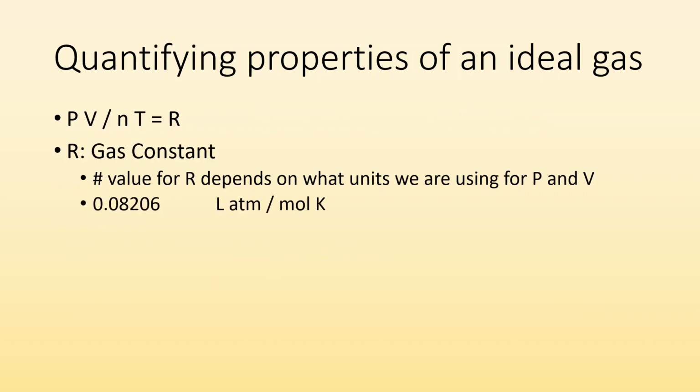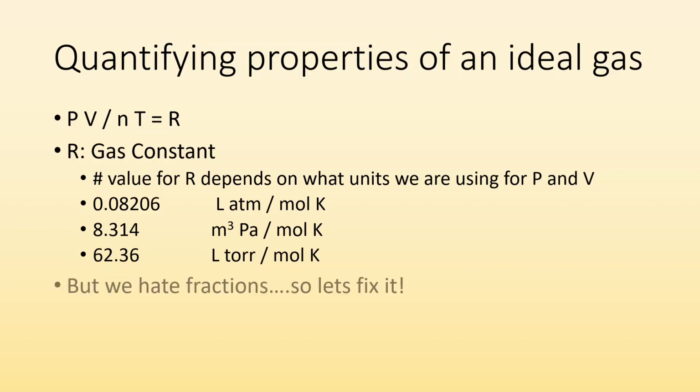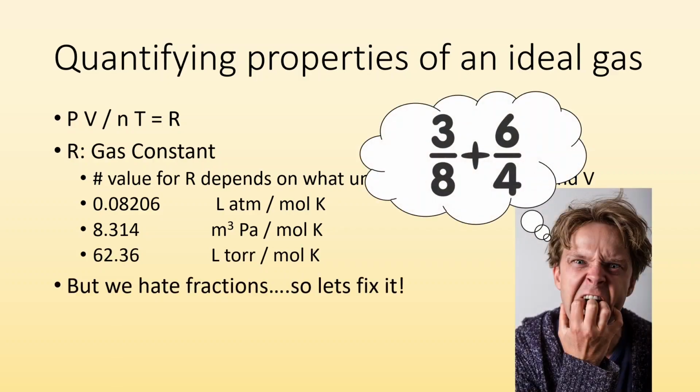For example, if we're using liters and atmospheres, the gas constant is 0.08206 liter atmospheres per mole Kelvin. If instead we were using pascals and cubic meters, we'd have 8.314 cubic meters times pascals per mole Kelvin. If we're using liters and torr, we'd have 62.36. But we also hate fractions.